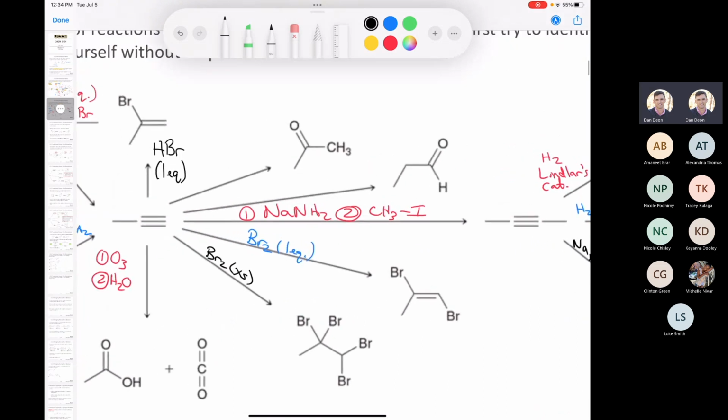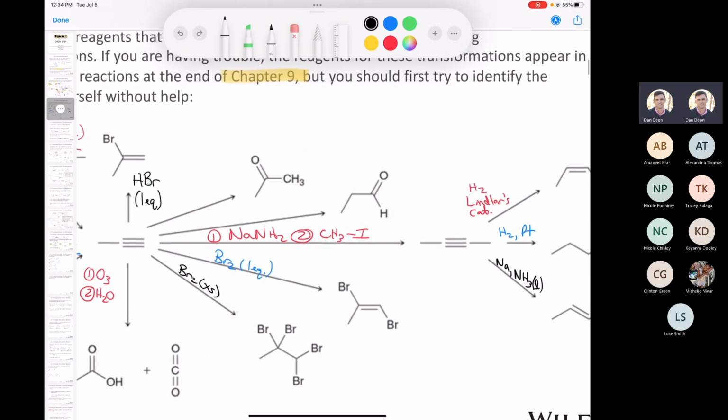Two reactions left. The next one is to make an aldehyde, and that comes from an enol. Right, that would come from this enol.